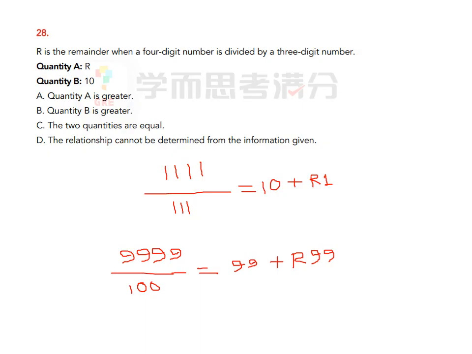Let us take another number, that is 9999 divided by 100. 100 is a 3-digit number and 9999 is a 4-digit number. So the quotient is 99 and the remainder is 99 also. So in this case, quantity A can be less than B or it can be greater than B. So our answer will be option D: the relationship cannot be determined from the information given.